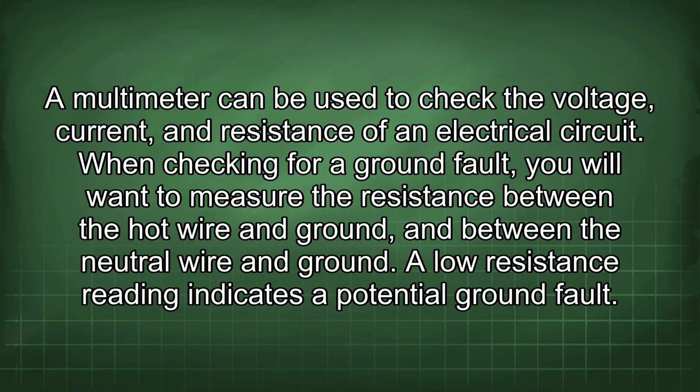A multimeter can be used to check the voltage, current, and resistance of an electrical circuit. When checking for a ground fault, you will want to measure the resistance between the hot wire and ground, and between the neutral wire and ground. A low resistance reading indicates a potential ground fault.